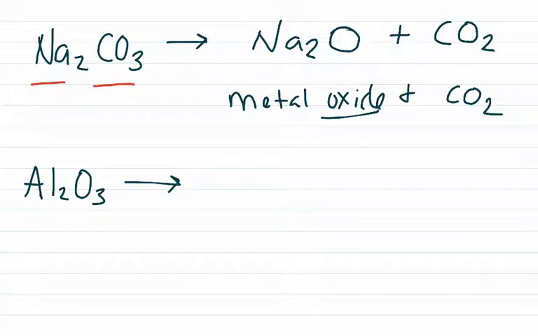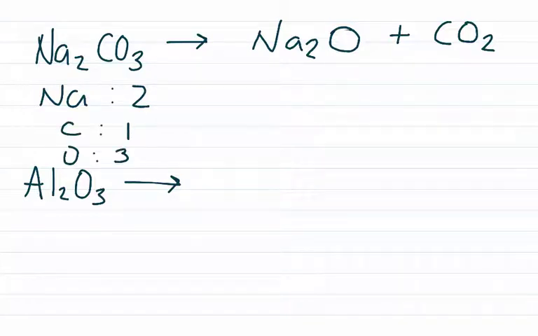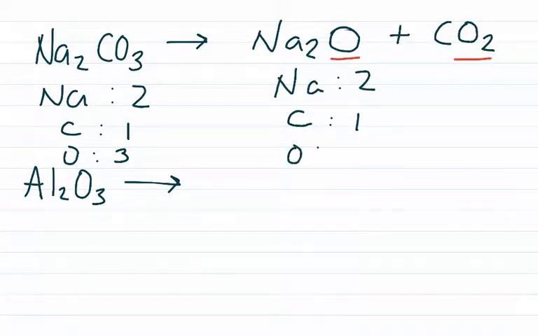So we have our metal carbonate, in this case sodium carbonate, breaking up into our metal oxide, in this case sodium oxide, and carbon dioxide. And then we can go back and balance the equation. Here we have sodium with 2, carbon with 1, and oxygen with 3. Over here we have sodium with 2, carbon with 1, and oxygen present in both of these with 3. So this equation is also already balanced.